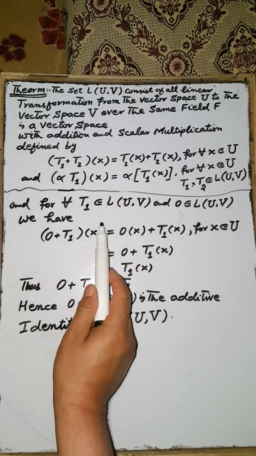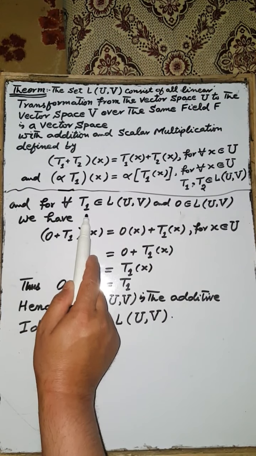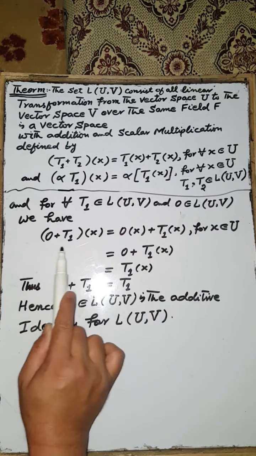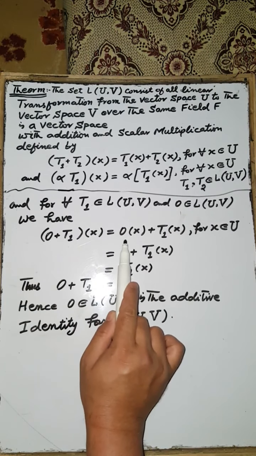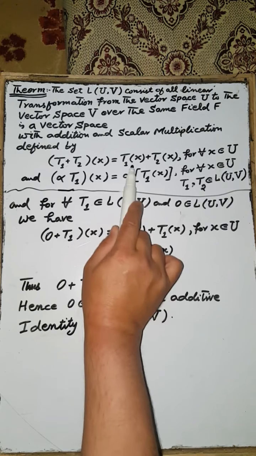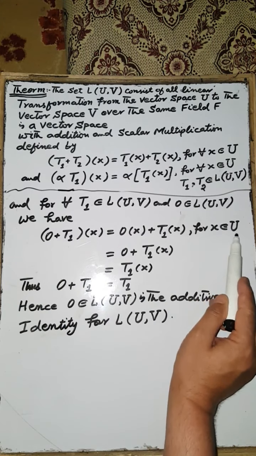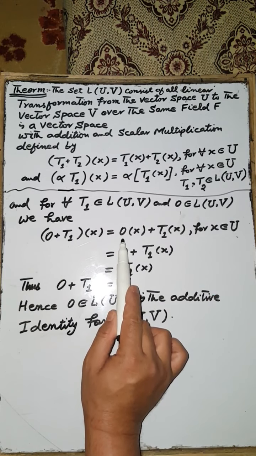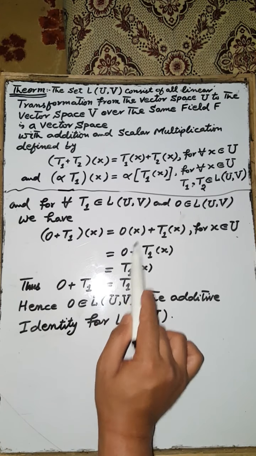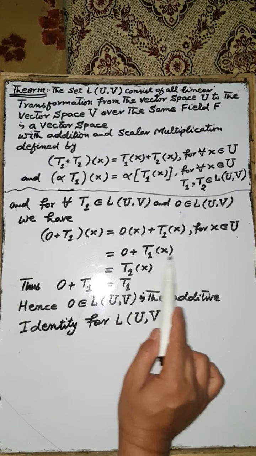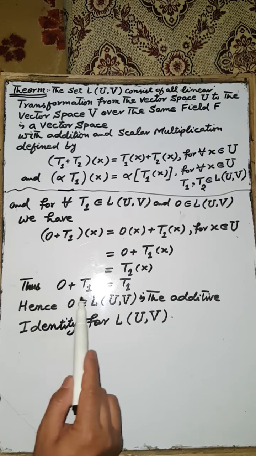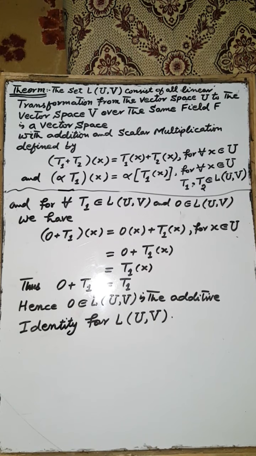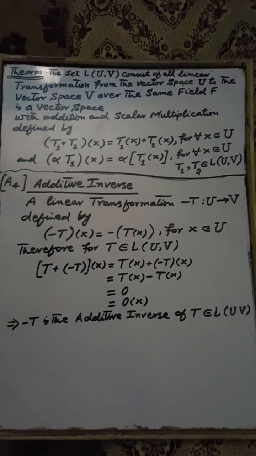And for any linear transformation T1 and the zero linear transformation, (0 + T1)x is equal to 0x + T1x according to this condition, for x an element of the vector space U. When we operate the zero function on x, the result will be equal to 0 + T1x. That is, 0 + T1 is equal to T1. That is, 0 is an additive identity of this set.